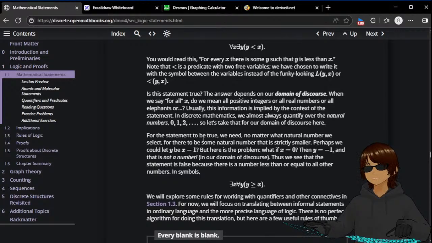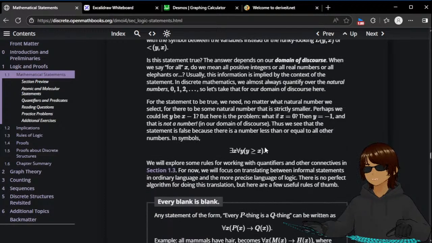For the statement to be true, we need that no matter what natural number we select for x, there is some natural number y that is strictly smaller. Perhaps we could let y be x minus 1, but here is a problem. What if x is equal to 0? Then y is equal to negative 1, and that is not a number in our domain of discourse. Thus, we see that the statement is false, because zero is a number less than or equal to all other numbers. In symbols, we have this.